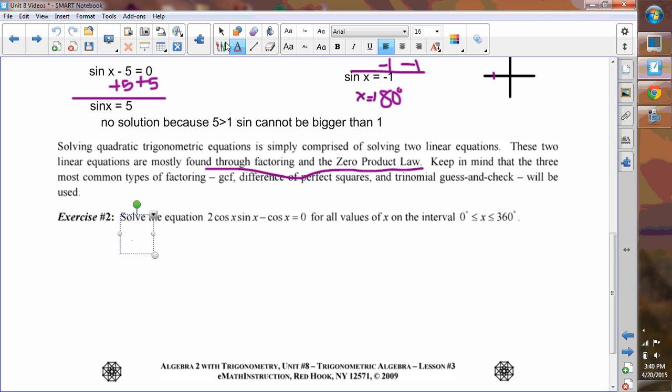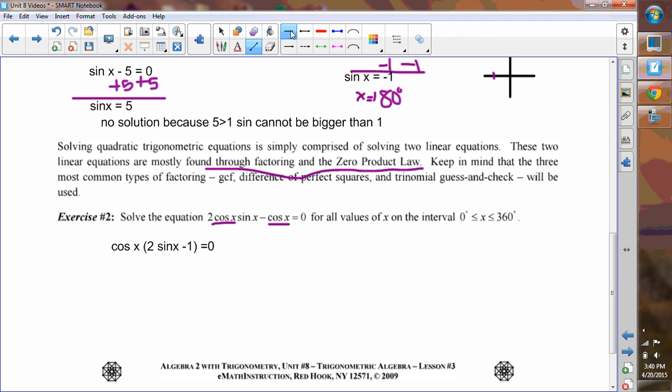So if you look at this equation, 2 cosine x times sine x minus cosine x equals 0, you know that we have multiplication. You see cosine of x written twice. What that means is that we're going to factor it out, so the cosine of x is a factor, and then we're left with 2 sine x minus 1 equals 0. And we're going to be on this interval, so all the answers between 0 and 360.